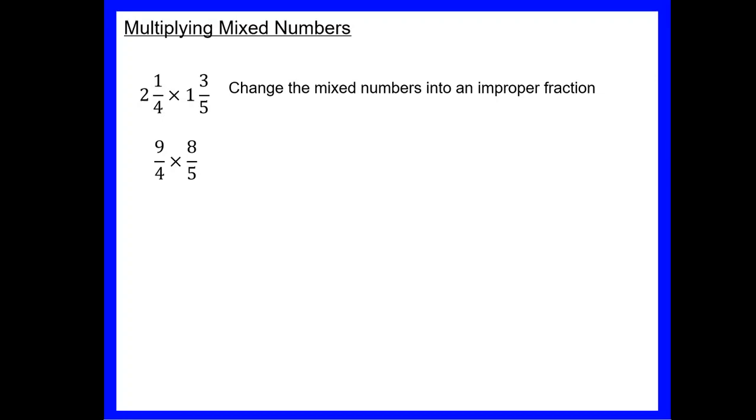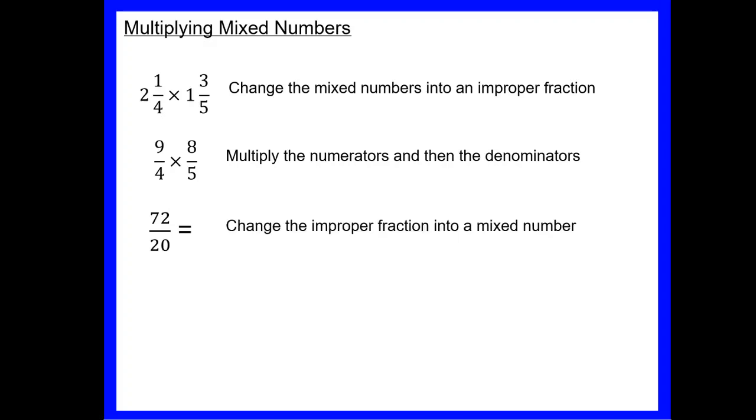Now remember, with multiplying, we don't need a common denominator. We can just multiply numerators and multiply denominators together. So if we multiply the numerators, 9 times 8 is 72, and multiply the denominators, 4 times 5 is 20. Now we've got our improper fraction. So again, either simplify first and then change to a mixed number, or change to a mixed number first and then simplify.